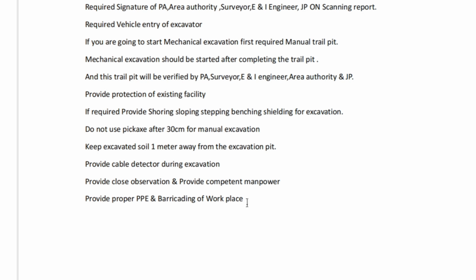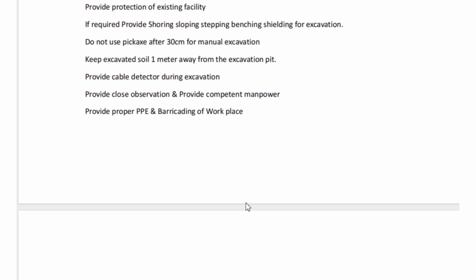Keep excavated soil 1 meter away from the excavation pit. Provide a cable detector during excavation. Provide close observation and competent manpower. Provide proper personal protective equipment and barricading of the workplace area.